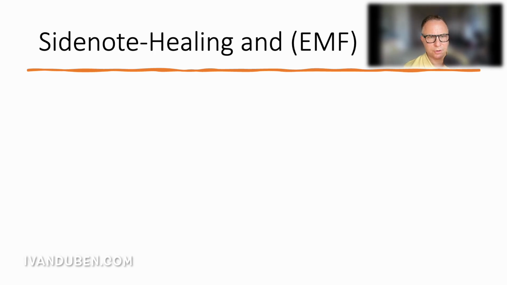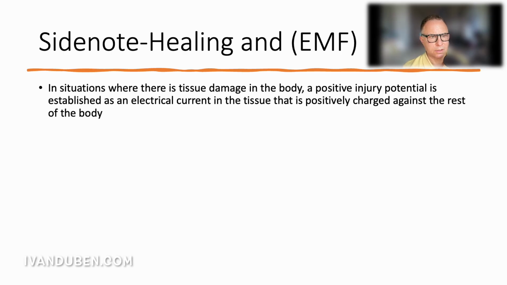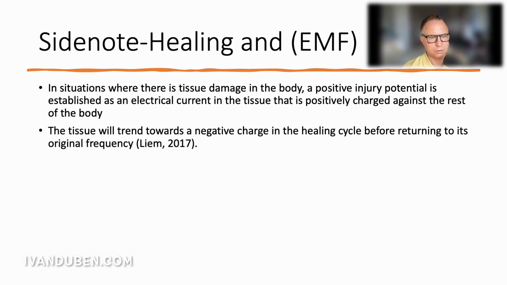As a side note around healing and the heart and its electromagnetic frequencies, in situations where there is tissue damage in the body, a positive injury potential is established as an electrical current in the tissue that is positively charged against the rest of the body. The tissue will trend towards a negative charge in the healing cycle before returning to its original frequency.